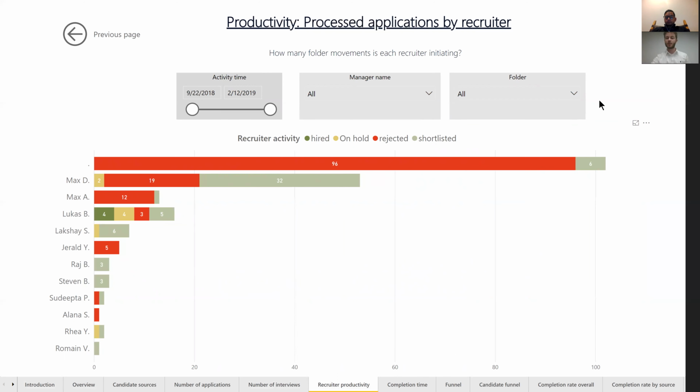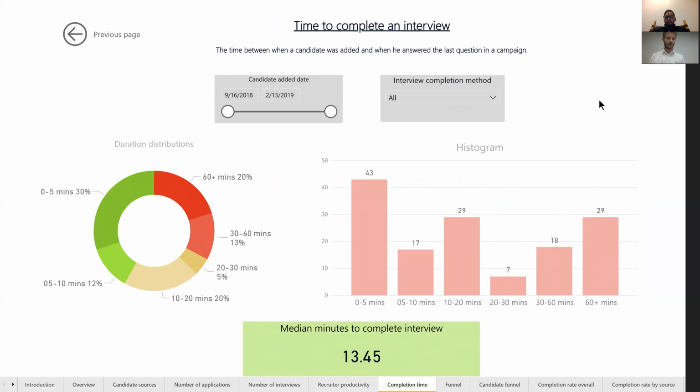The next page is talking about the completion time, meaning completion time of the interview. How long does it take from the point when a candidate was added to the system until that candidate completed the interview, meaning finished the last question inside a campaign. And because the distribution is quite important for this metric, I added a histogram and also a pie chart, which is talking about the different groups. So for example, from 0 to 5 minutes, how many candidates finished the interview in that time frame. And then median minutes to complete the interview, meaning 50% of all your candidates finish the interview in less than 13.5 minutes in this case.